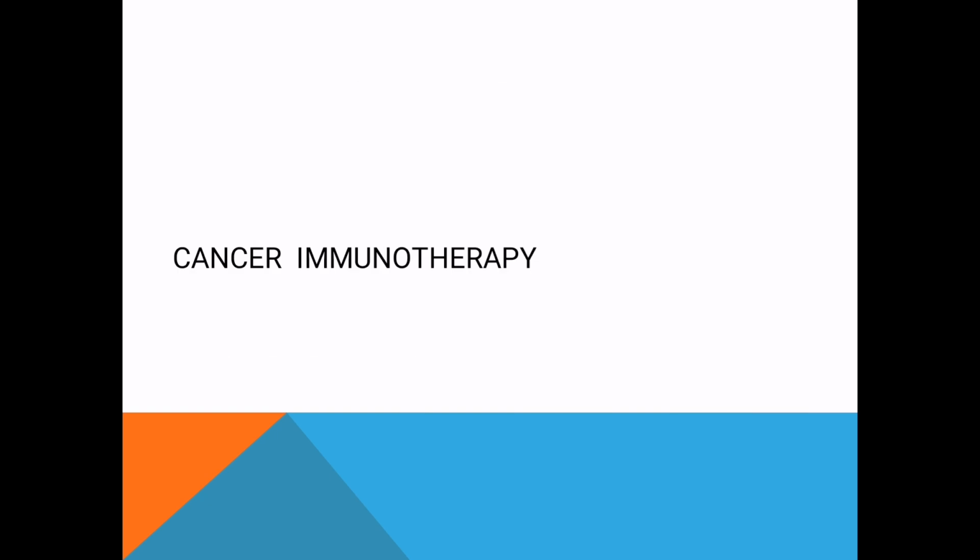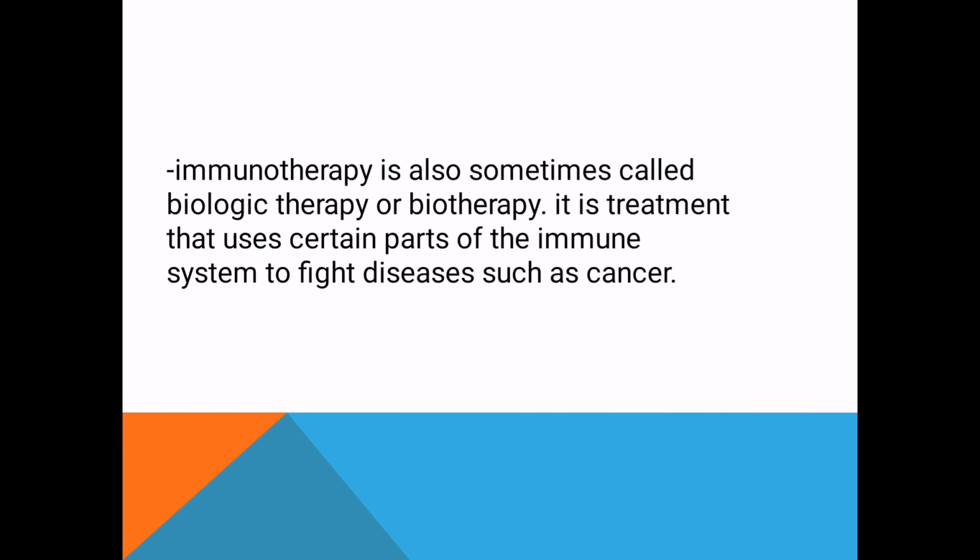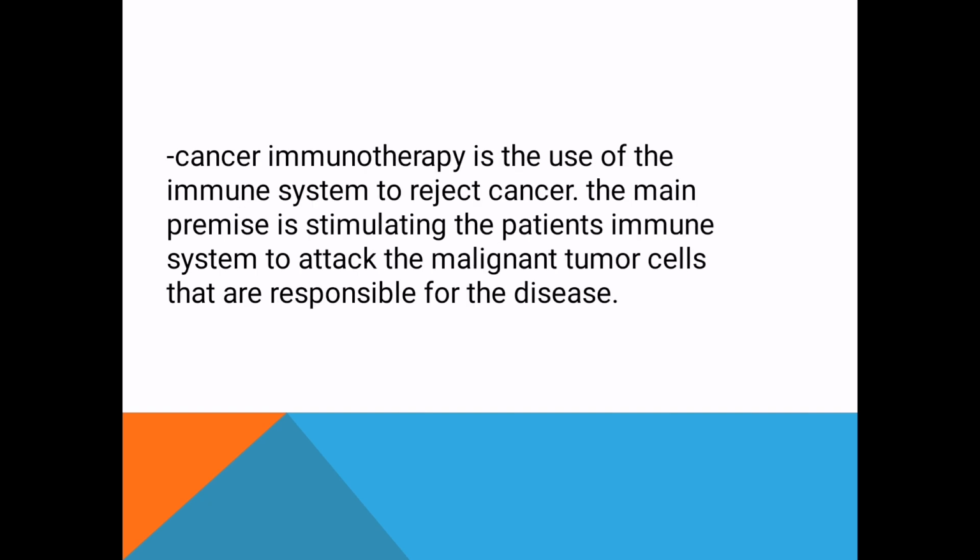Okay, so let's look at cancer immunotherapy. Immunotherapy is also sometimes called biologics. When we use a special type of therapy or antibodies, we call it biologics or biotherapy, and it is a treatment that uses certain parts of the immune system to fight disease such as cancer. Biologics or biological therapy are used in treatment of cancer and in other diseases. Okay, so cancer immunotherapy is the use of the immune system to reject the cancer, to fight against cancer, and the main premise is stimulating the patient's immune system to attack the malignant tumor cells that are responsible for the disease.